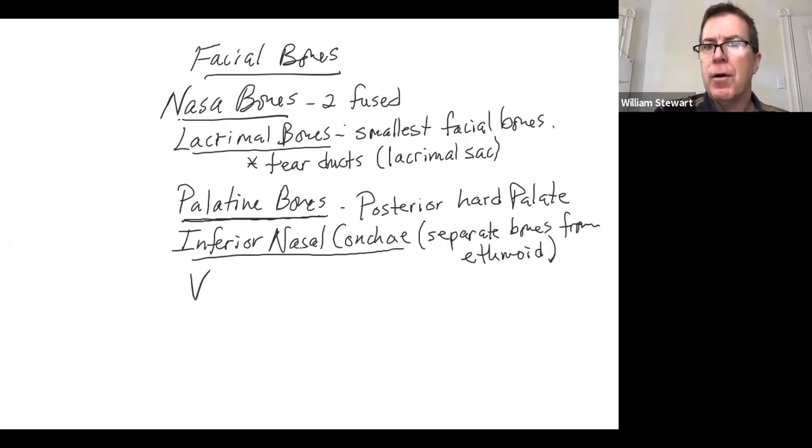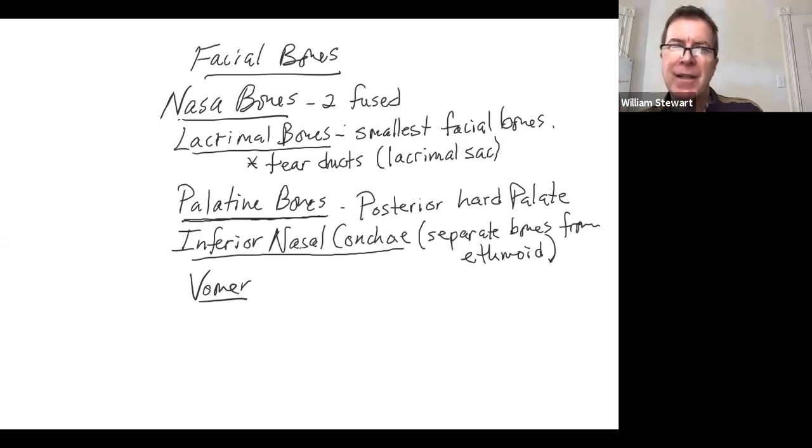Okay, the vomer, also very difficult to see and find. It's a single bone. This is a thin, small, triangular shaped bone. It's almost diamond shaped from certain views. It's the inferior portion of the nasal septum.